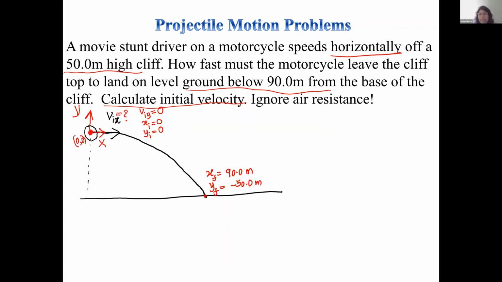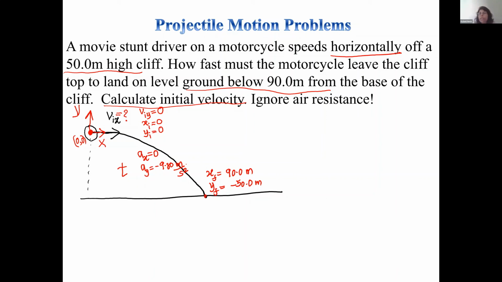So this is negative 50. Since the question is not asking about the final velocity, which you could calculate if you needed it, I would not write it. But in both directions you have time t, and in addition the x direction acceleration is always 0, and the y direction acceleration is negative 9.80 meters per second squared. Those are the informations that we know.